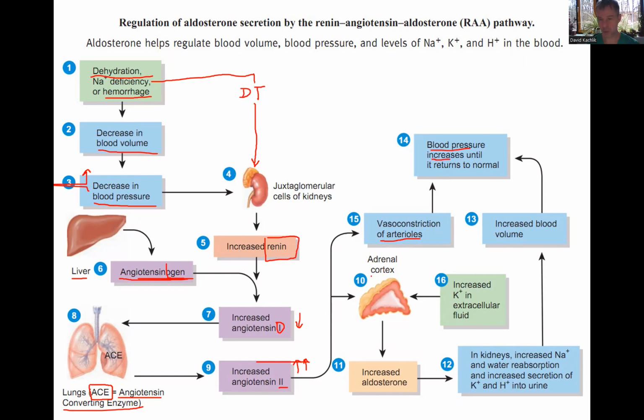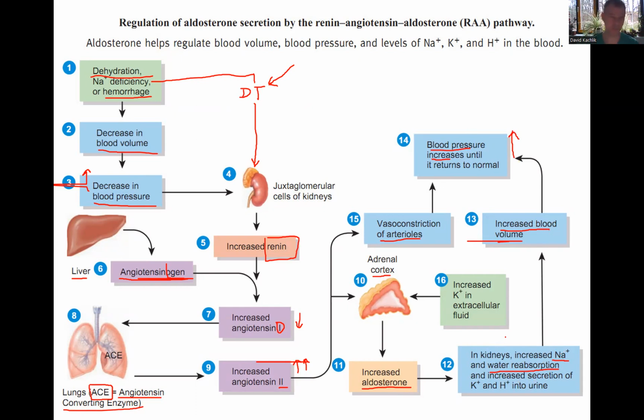But it also comes to the suprarenal gland cortex, where it starts or elevates production of aldosterone, which is a steroid hormone. And this aldosterone comes to the kidney, back to the distal tubule, and increases reabsorption of sodium, which means water reabsorption. And this increases the blood volume, and the blood pressure gets normal, so higher.